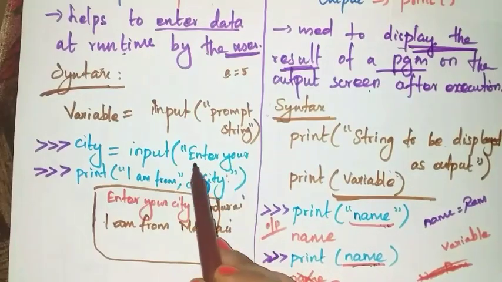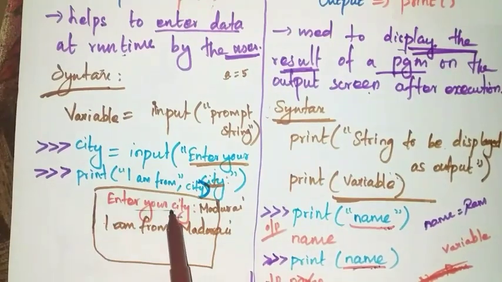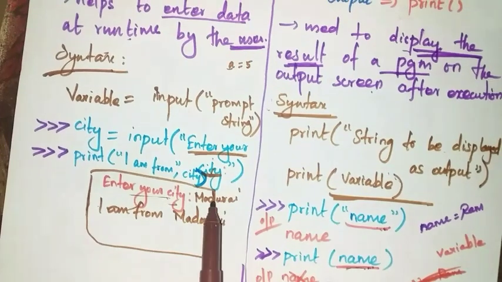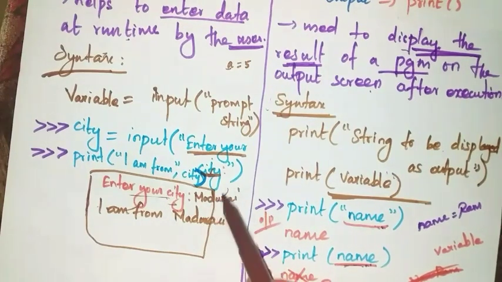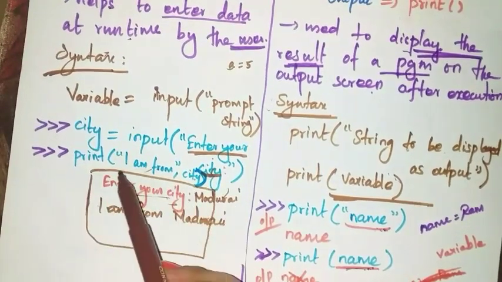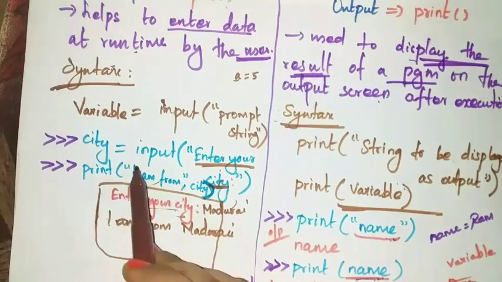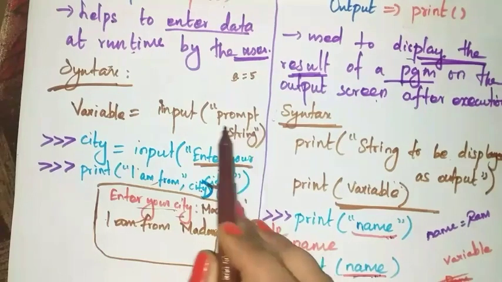Here you have given the prompt string, so it is displayed on the monitor, which means it displays like this: enter your city. Here you have to type the expected input from the keyboard, that is Madurai. After typing this data, it will be stored in the given variable city. City is equal to Madurai. And next, in the output function, you will get the output like this. Here I have written the syntax and example with the prompt string.